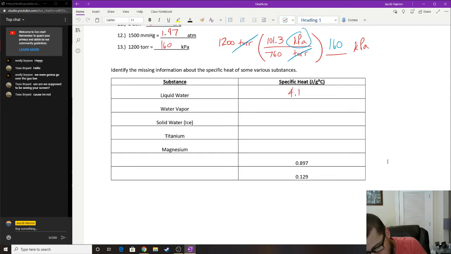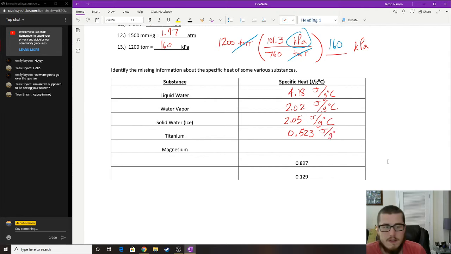Again, it comes straight from the reference table. So there's that one. Water vapor is 2.02 joules per gram degrees Celsius. Solid water is 2.05 joules per gram degrees Celsius. Titanium, 0.523, still joules per gram degrees Celsius. Honestly, I didn't need to write all these units. The unit is actually written in the table, so technically I don't have to, but you know what?